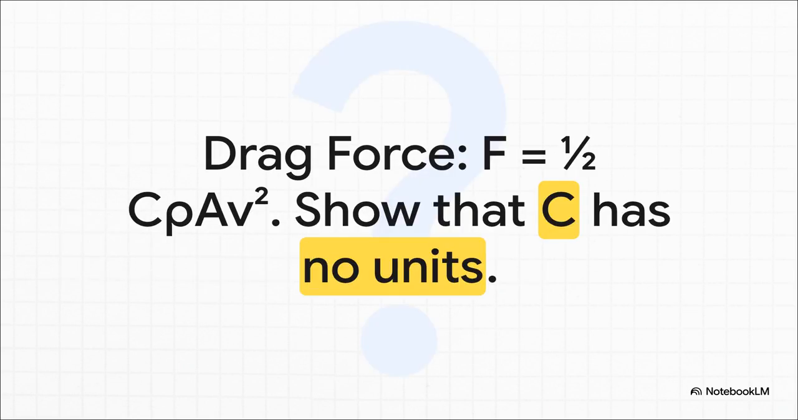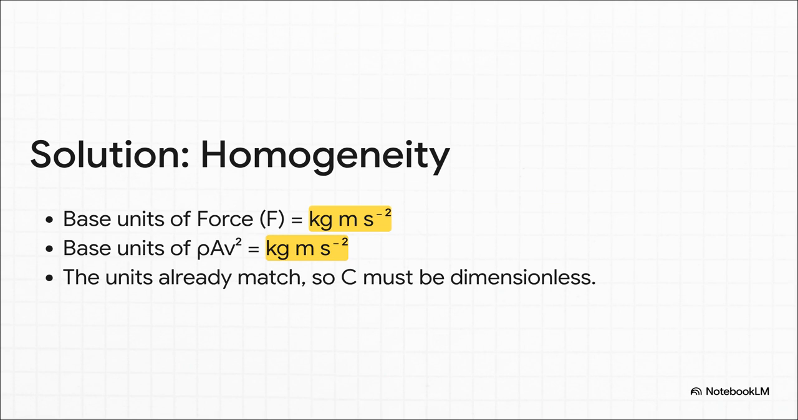Okay, let's ramp up the difficulty a little bit. We've got an equation for the drag force on a skydiver, and you can see there's this constant in there, c. The question is asking us to prove that this constant is dimensionless. In other words, that it has no units at all. How on earth do we do that? You guessed it, we use our superpower, homogeneity.